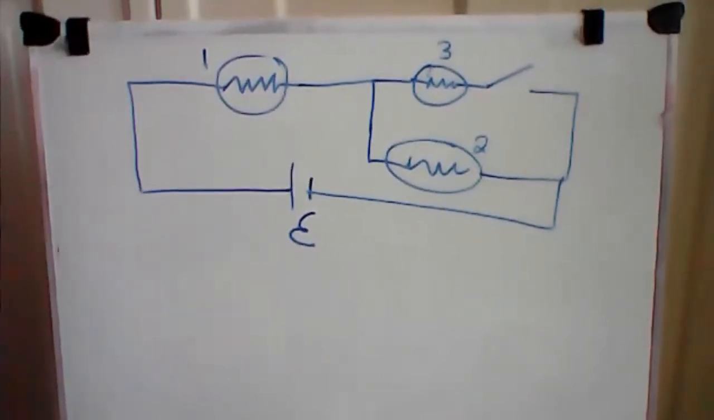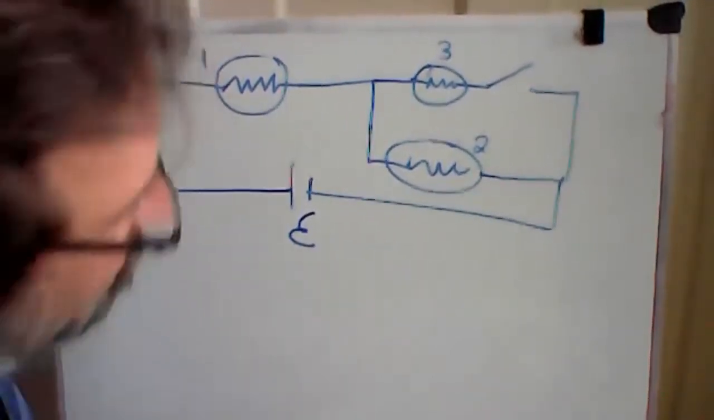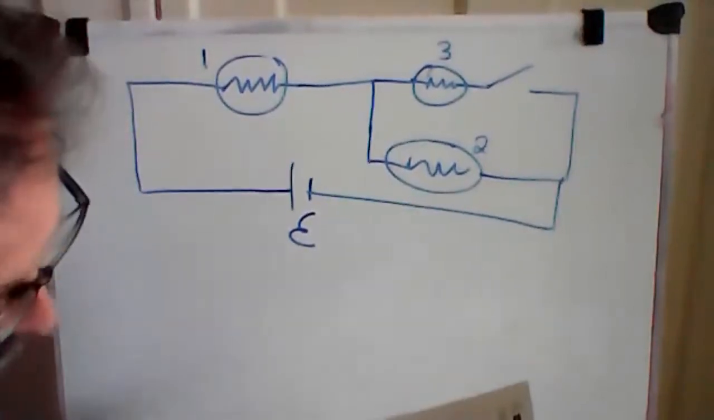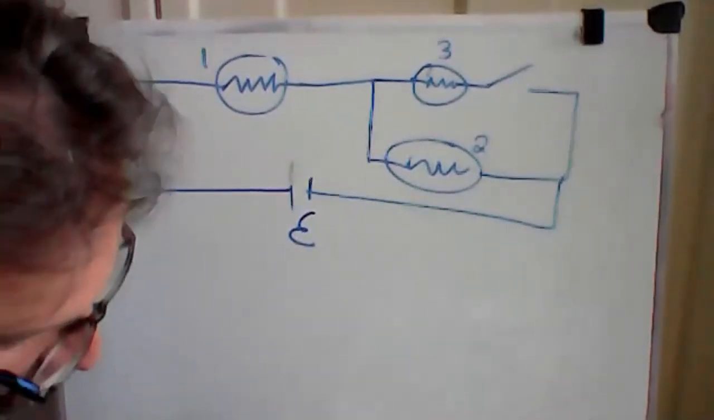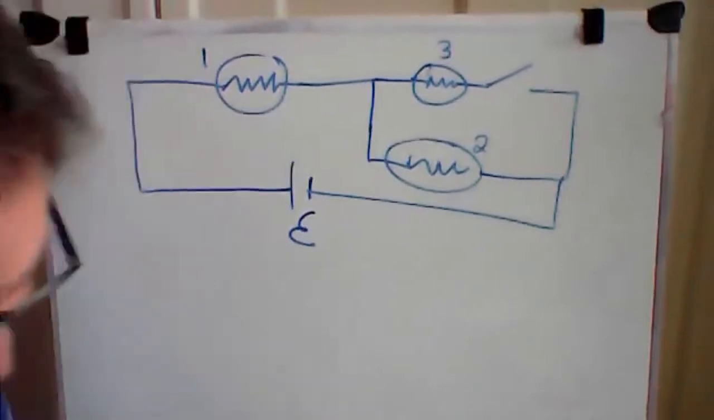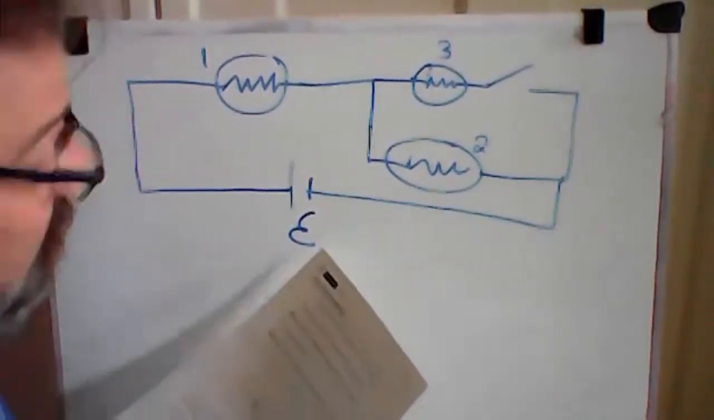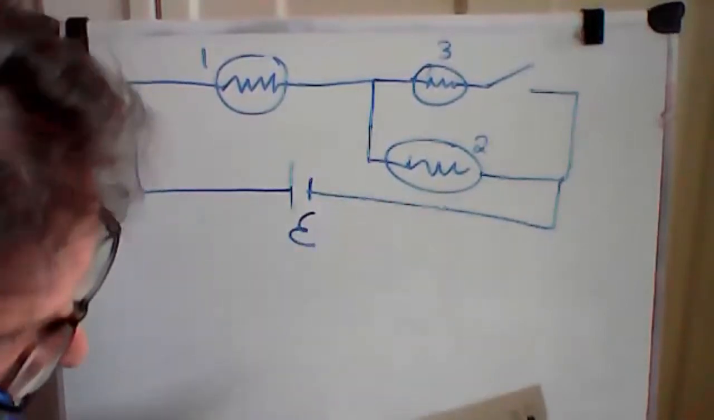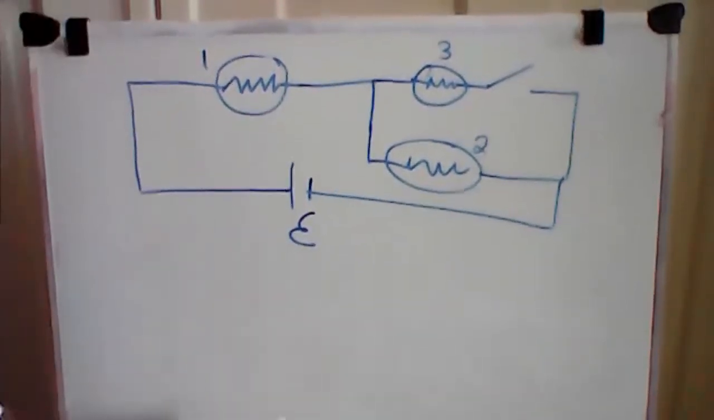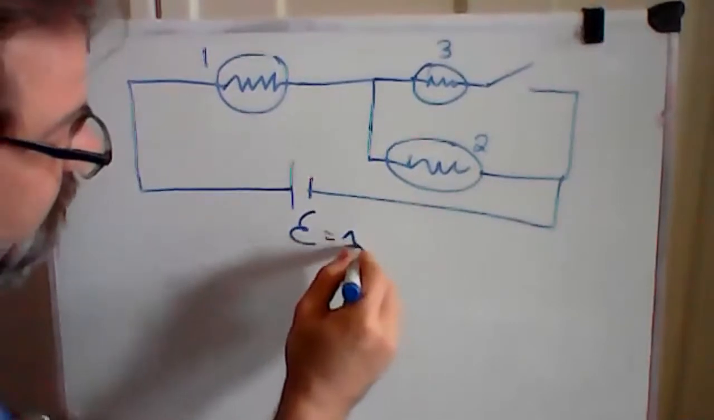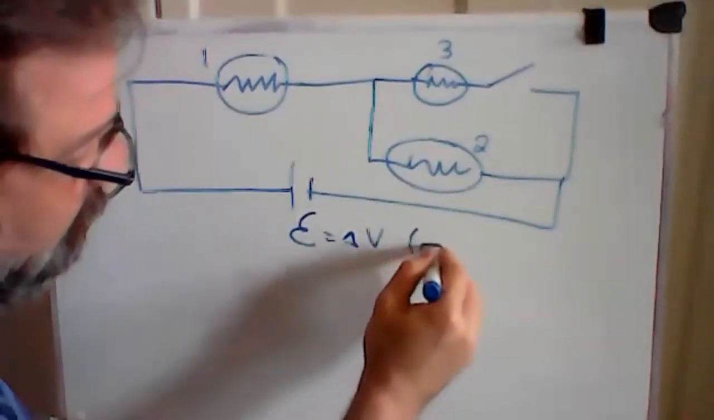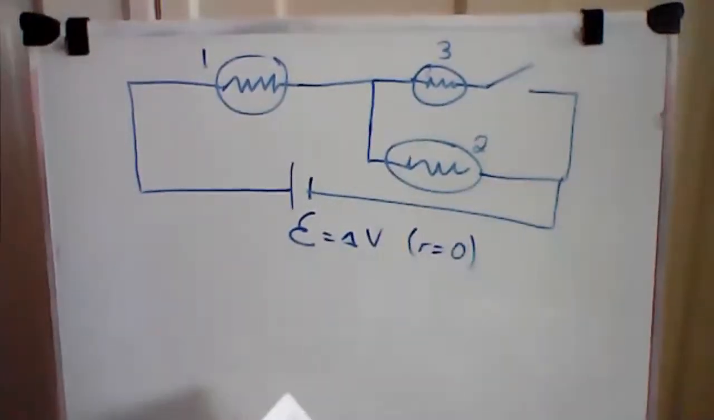They're saying a battery of EMF epsilon, so potential difference here, epsilon, delta V, for our purposes the same. It has negligible internal resistance, so we're not going to worry about the fact that there's actually a little resistor in here. So this is really equal to delta V, right? It's because r is equal to 0.